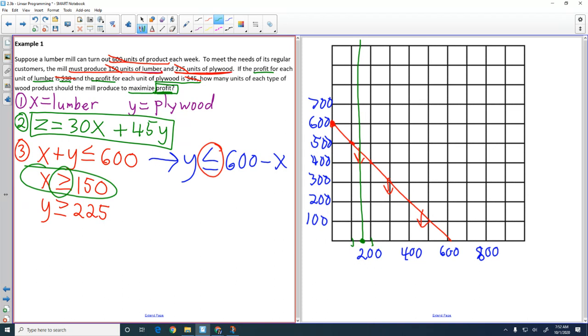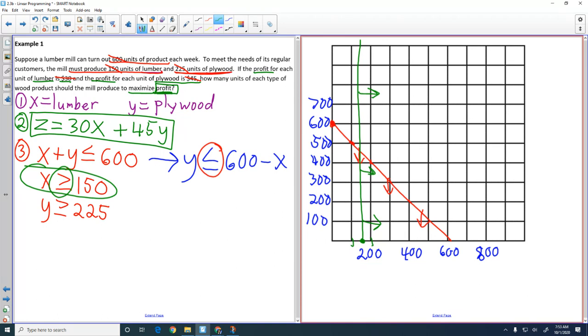So where is x bigger than 150? Would that be to the right or to the left? To the right. Those are the bigger numbers, right? 150, 200, 300, 400. So I'm going to draw little arrows pointing to the right. Remind me, I'm going to shade to the right of that line.